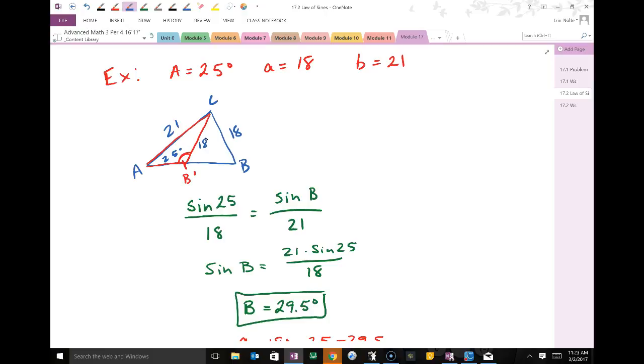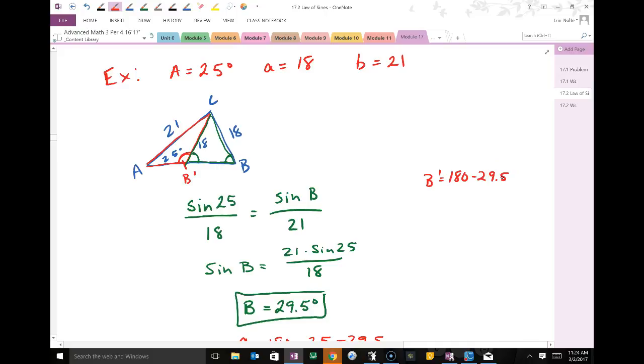So, do you see this triangle? If this angle is 29, what's this angle? 29. So how can I get my B prime angle? So it's a flat line, so it's got to be 180. Okay, so they're supplementary angles. So to find my B prime, all I'm going to do is 180 minus 29.5.